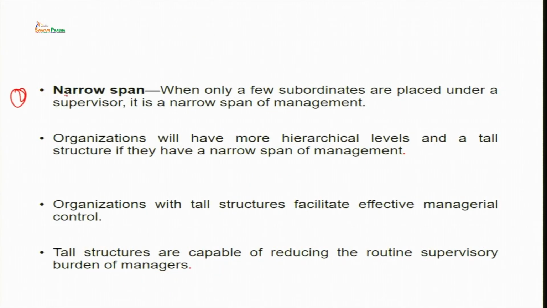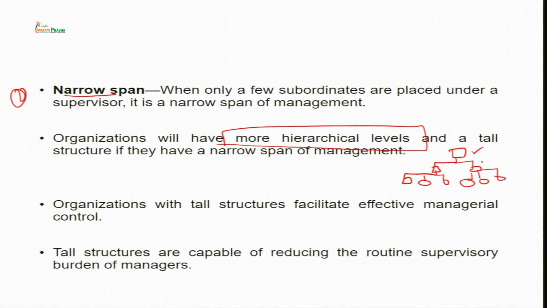Then the second span of management is the narrow span of management. Under narrow span of management, we have more hierarchical levels, like in this graphic. As we may see here, the span of management for this manager is only 2, for this manager is 3 people, and further we can have more divisions. So, here you have more hierarchical levels, and it is called a tall structure.